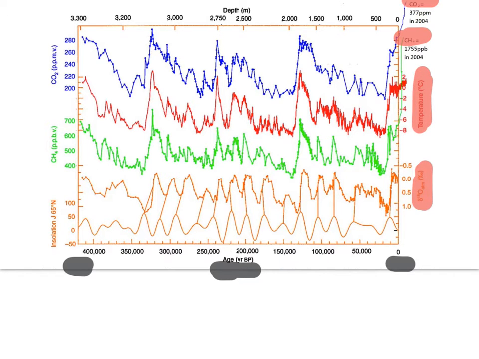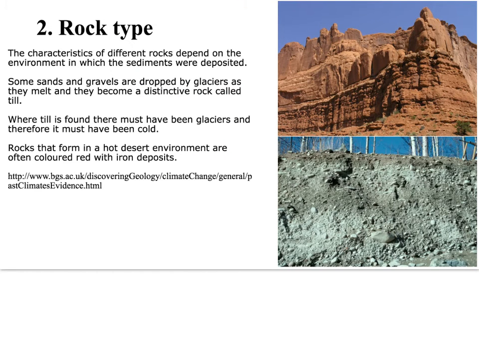Okay, so it looks very complicated, but as we go back in time, and as it gets deeper, we can see the changes in these variables, and that data plotted together can help us to work out the temperature and how that might have changed over the history of 420,000 years from this particular ice core. The second proxy indicator that is used is rock type.